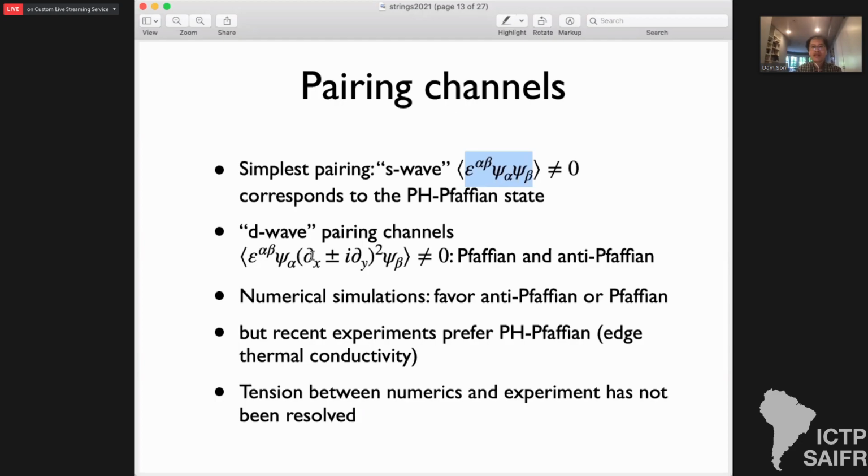Numerical simulations so far seem to favor the anti-Pfaffian state, or a smaller set of simulations favor the Pfaffian state. But recent experiments done at the Weizmann Institute seem to prefer the PH-Pfaffian state. The tension between the results of the numerics, which have certain limitations, for example, they do not include disorder or mixing between Landau levels, and experiments has not been completely resolved. And it would be interesting to find out what is the real quantum Hall state that is realized in nature.